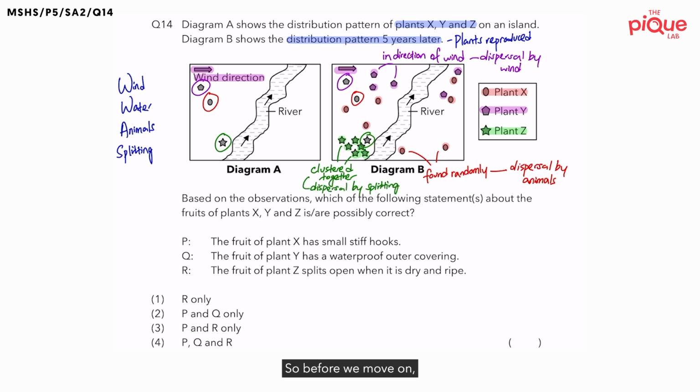So before we move on, can I ask which dispersal pattern was the most obvious to identify? It is dispersal by splitting because all of the young plants are always clustered around the parent plant.